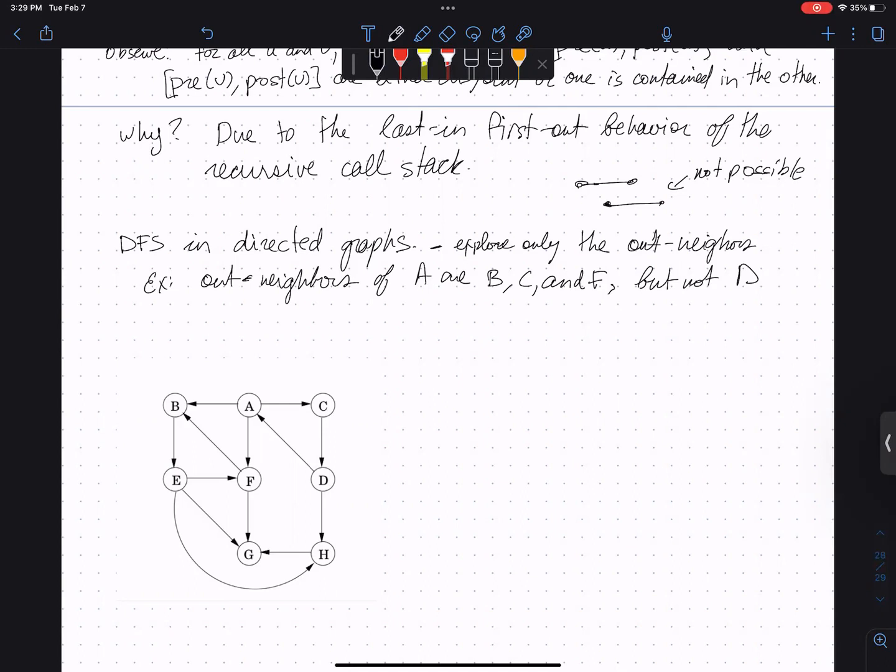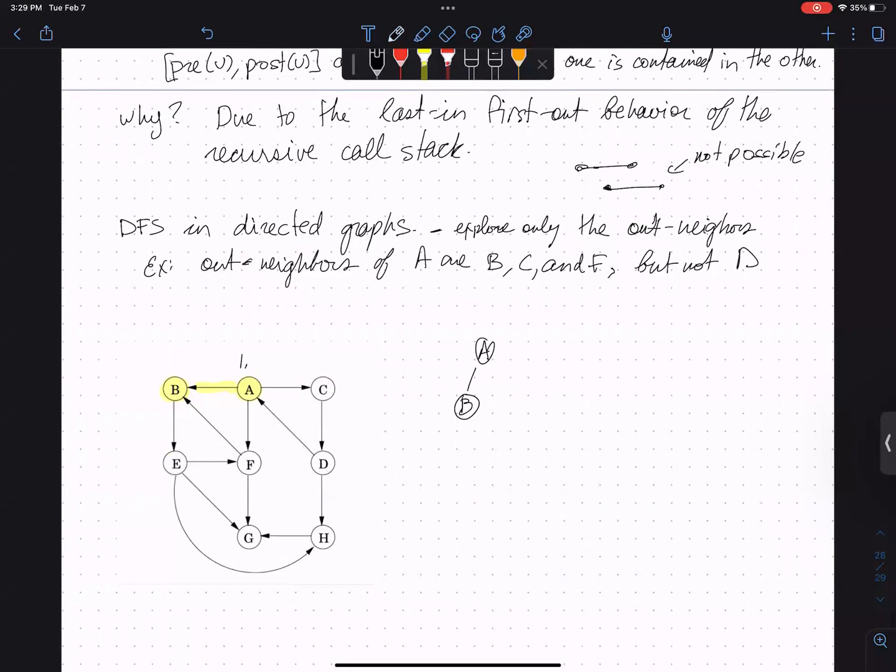Okay, so let's just see how DFS will work on this example. We start, again, we'll assume alphabetical order of the vertices, so we'll start with A. That explore time will be 1. And we'll go to B. By the way, we'll keep track of the tree we build, or the forest. All right, so from B we go to E, because that's the only out neighbor. B, I should have said, we start at time 2, and E, we start at time 3.